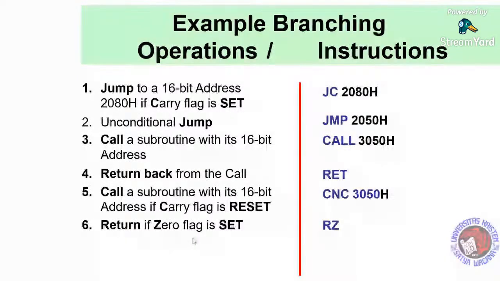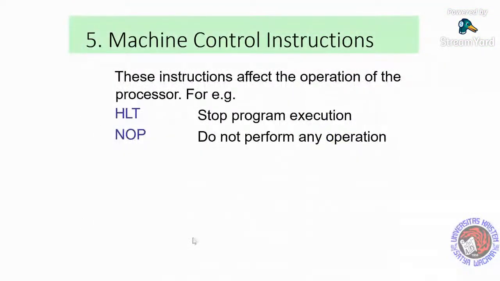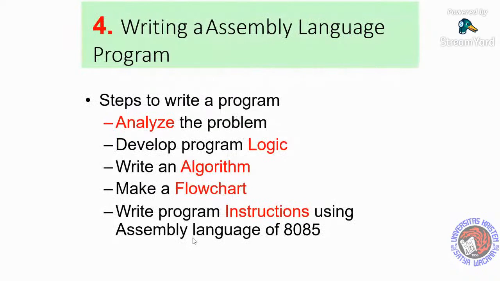So about the machine control instruction, you are able to halt or stop the program by typing HLT and NOP. HLT means that you stop the program execution, and NOP means that you do not perform any operation at all. So when writing an assembly program, these are the tips that you need to follow.